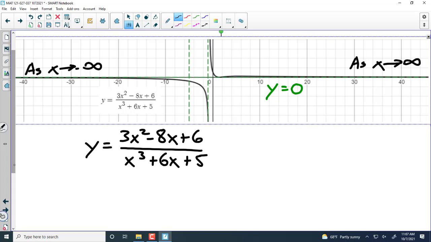Now what happens, everyone, is as you start putting larger and larger magnitude numbers into this equation, the +6 and the +5 don't really matter. It's like this, everyone.